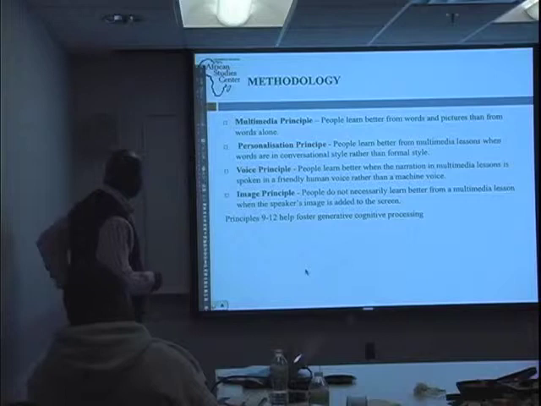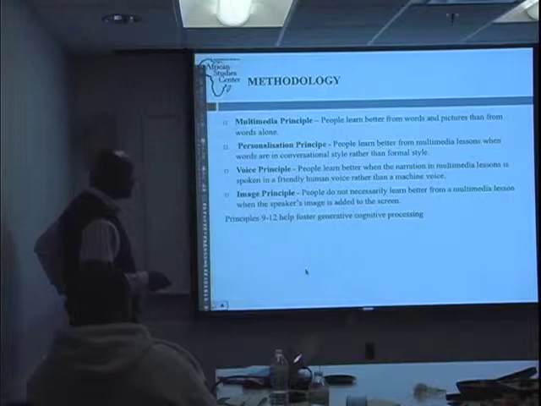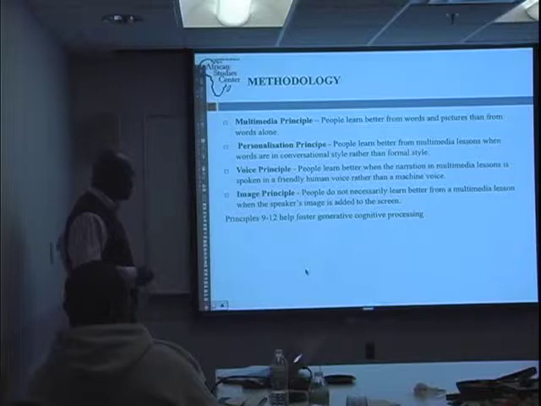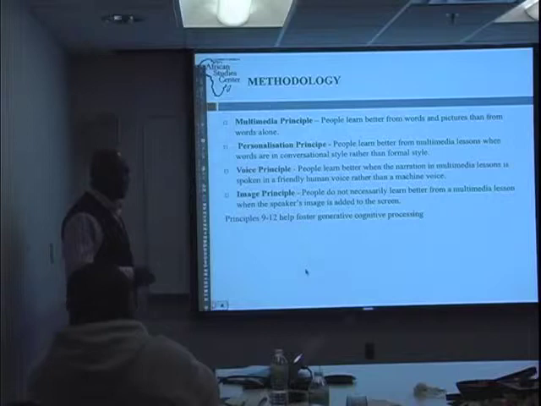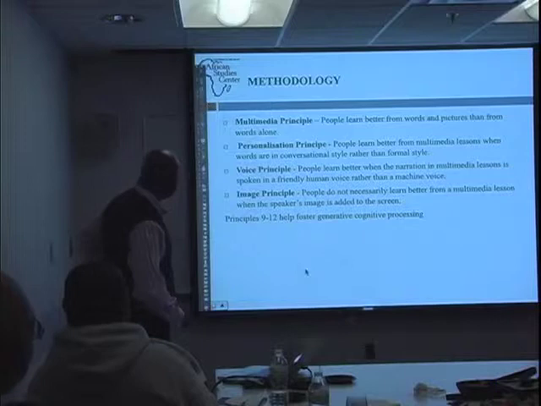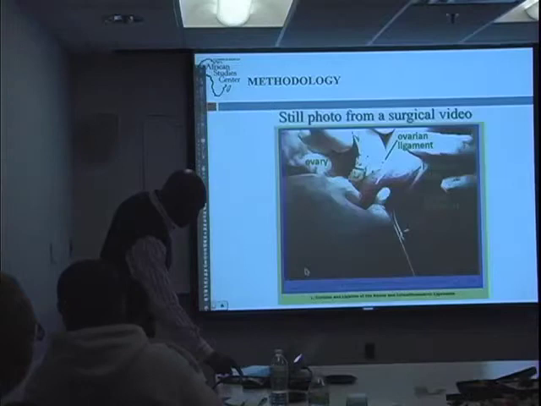And then the image principle: people do not necessarily learn better from a multimedia lesson when the speaker's image is added to the screen. So the key word is necessarily. Sometimes it helps students to learn better. Sometimes it's a distraction. And so it is incumbent upon the media specialist to determine which is which. So these principles 9 to 12 also help foster generative cognitive processing.